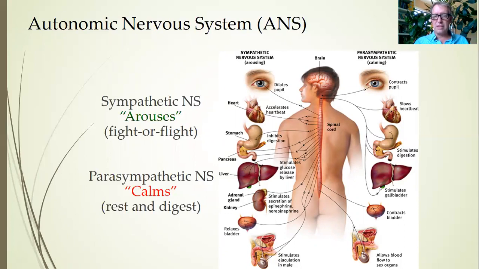Also, these different parts of the nervous system are involved in the sexual response. So the sympathetic nervous response is responsible for orgasm, and then the parasympathetic is responsible for excitement. And we'll get more to that in chapter 10.